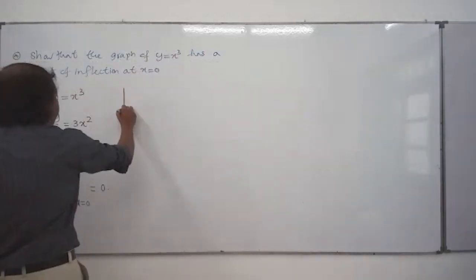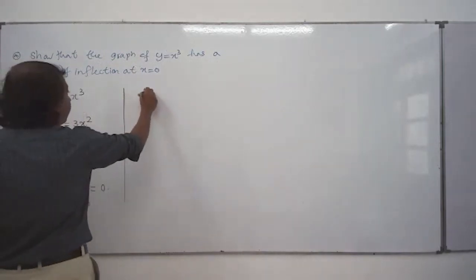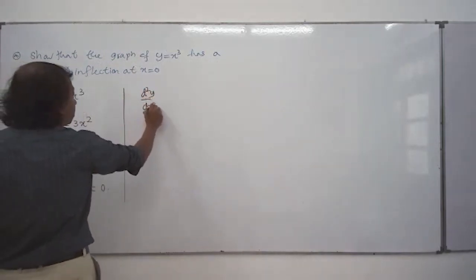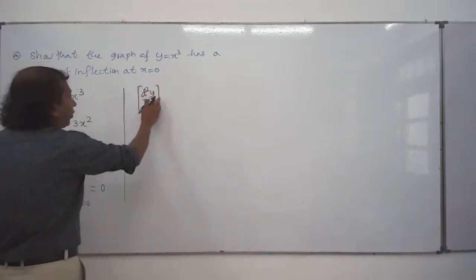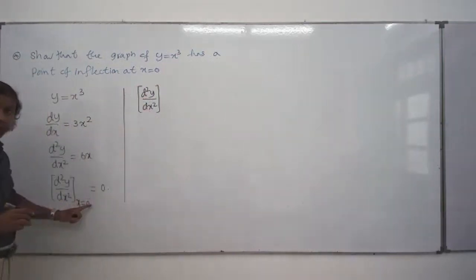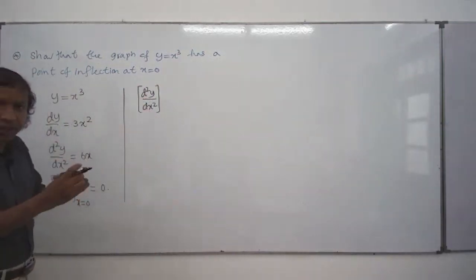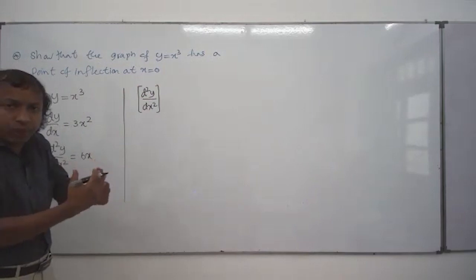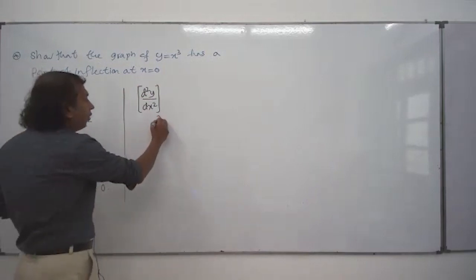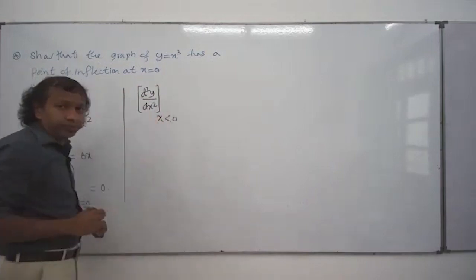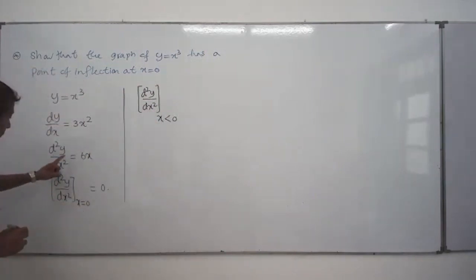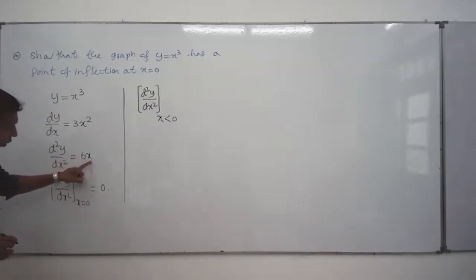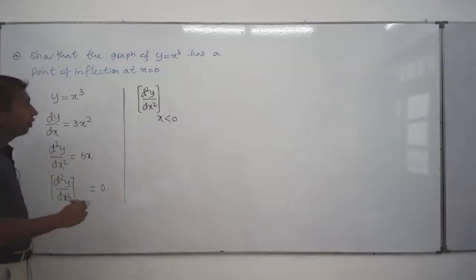Now I am going to take the second derivative, d2y over dx2. I need its sign. The point of inflection is at x equals 0. Now I need the sign of second derivative before 0 and after 0. First, x less than 0. X less than 0 means x is negative. When I put a negative value for this, 6 into a negative value is negative, therefore second derivative is negative.